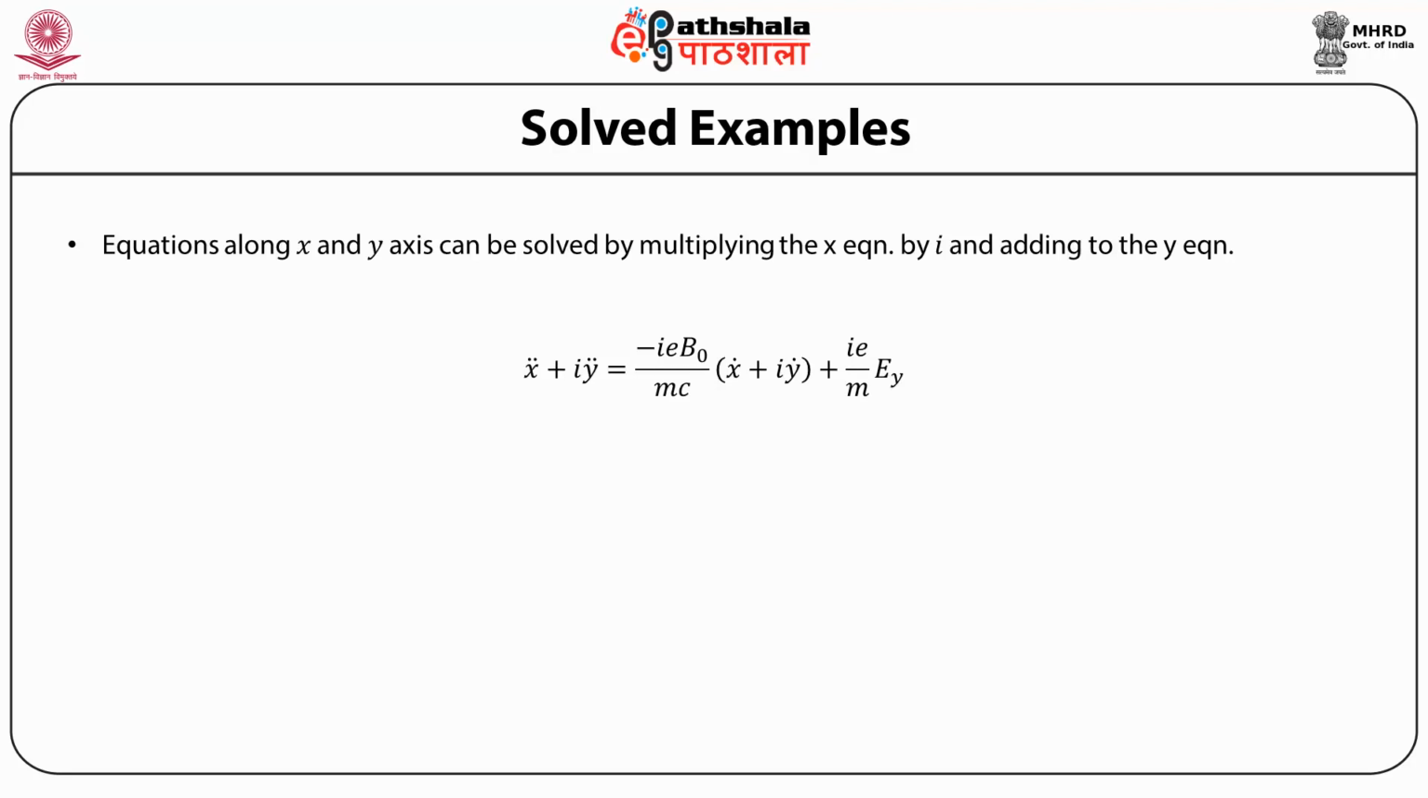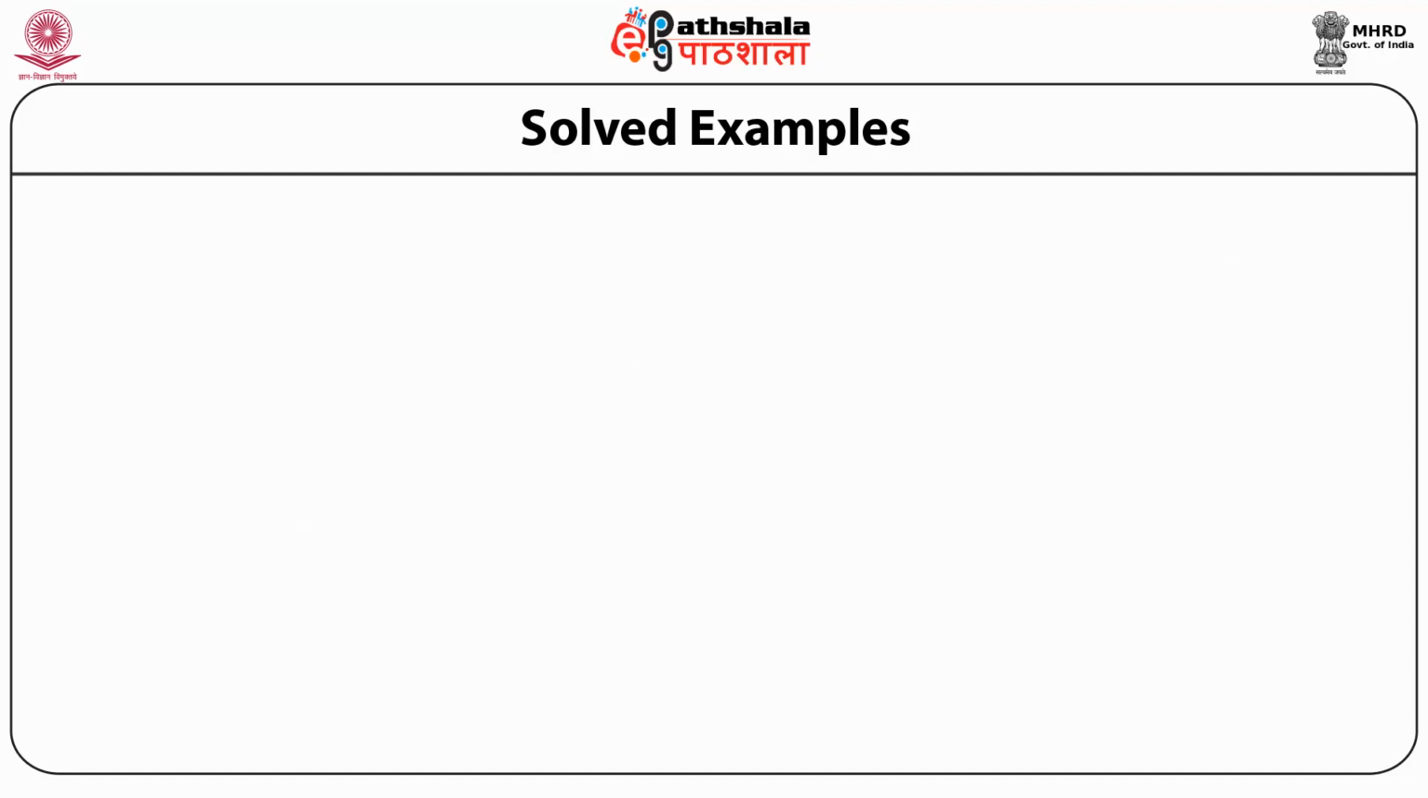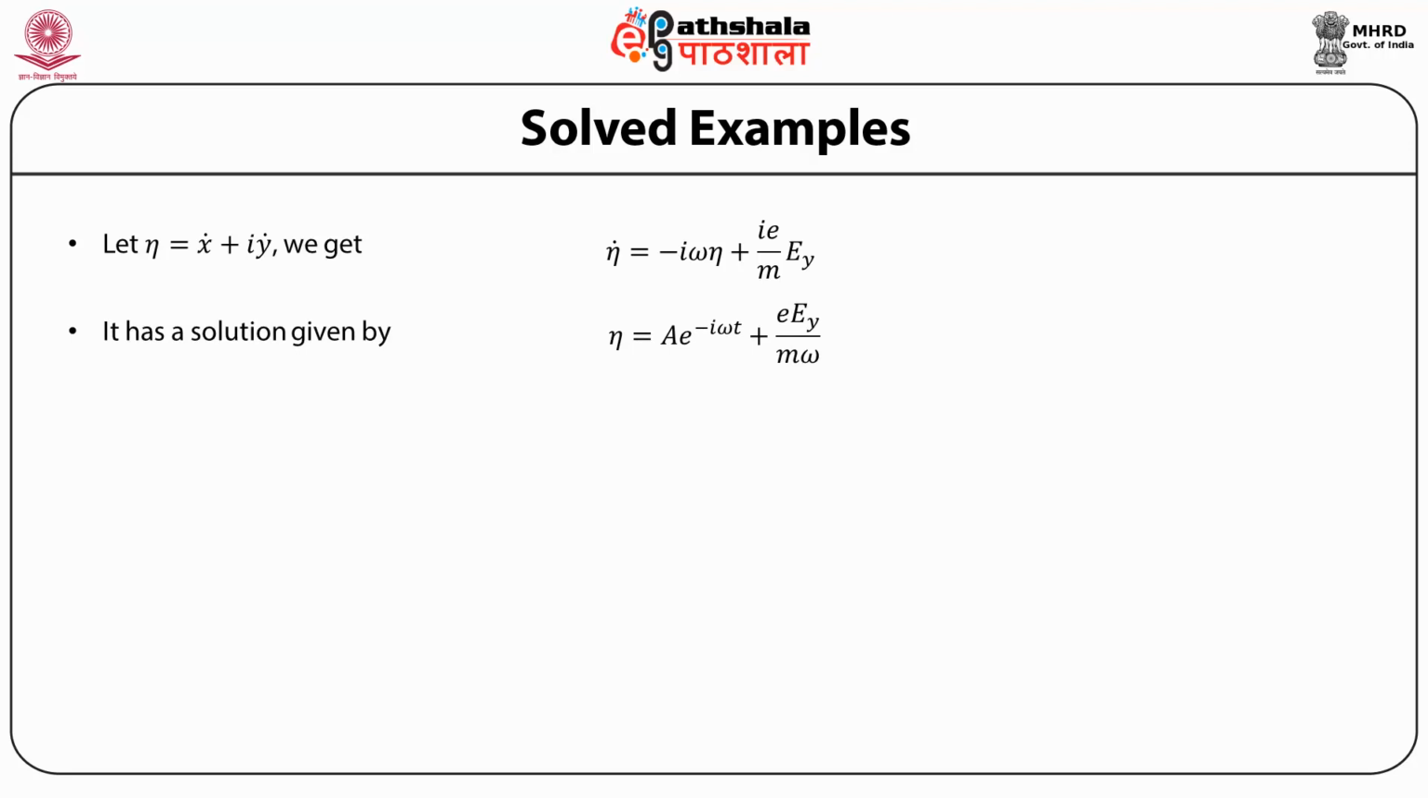So to solve this equation, first we write e B naught by mc as omega, and then we get x double dot plus i y double dot is minus i omega times x dot plus i y dot, plus i e by m Ey. Now, as I mentioned before, the last term in this equation does not depend on the coordinates, so we define a new coordinate eta, which is x dot plus i y dot. In terms of this new coordinate eta, the equation reduces to eta dot is equal to minus i omega eta plus i e by m Ey.